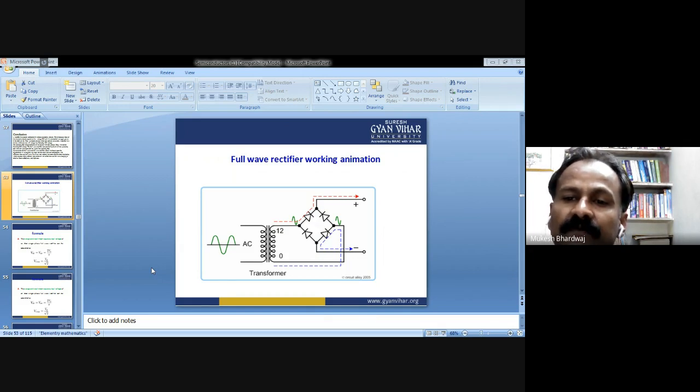I'll show you. The waveform of the load current is essentially the same as in the case of the full wave rectifier.